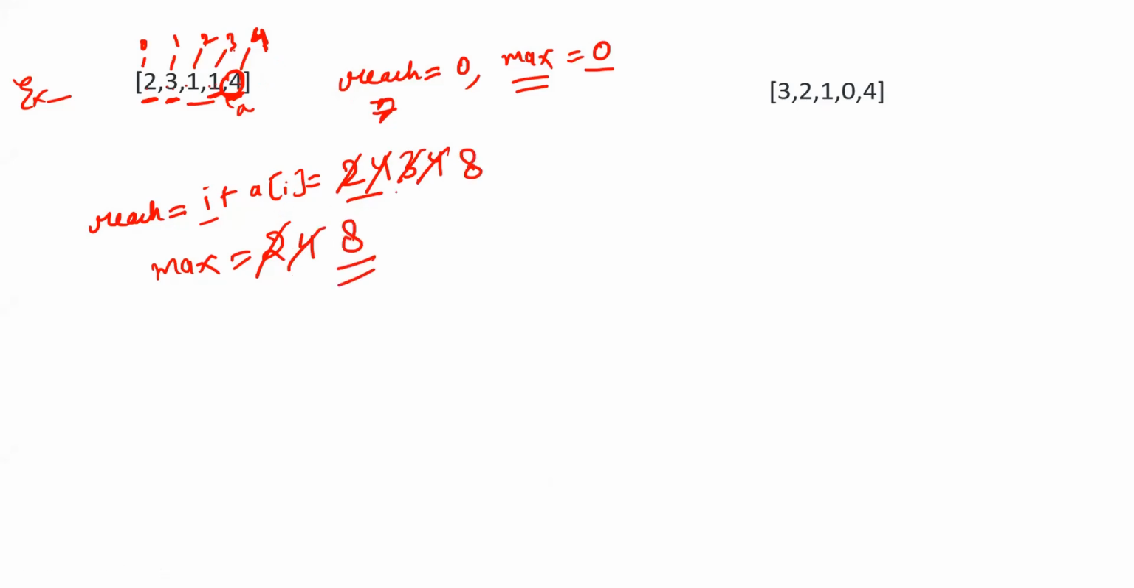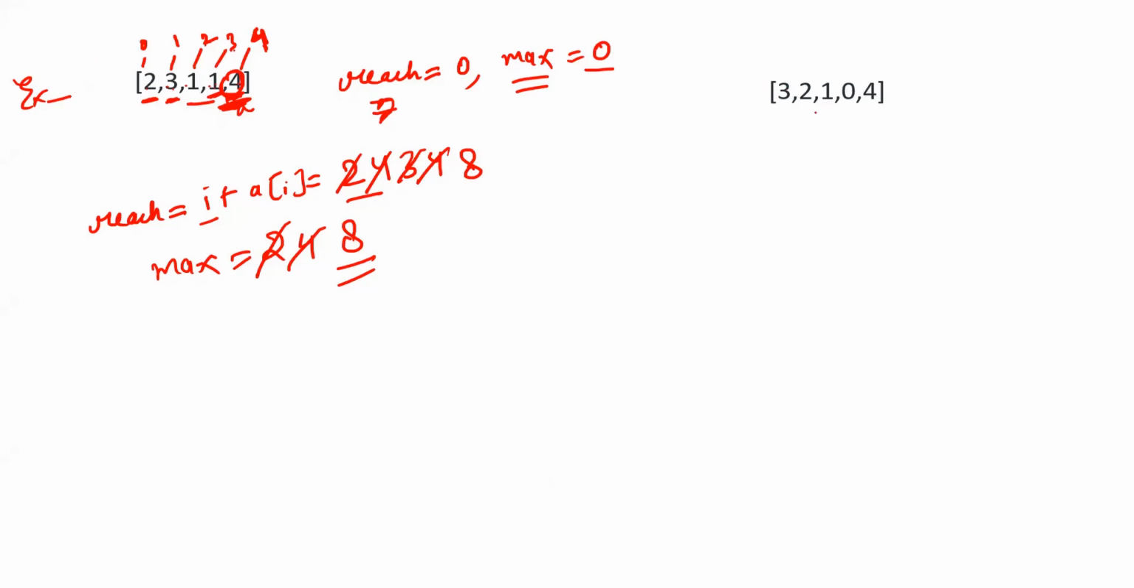Okay, so you can see what has happened. We have reached the end index. So simply we can return true, because now you are at the end index. We have traversed the complete path, and nowhere did it happen that we are not able to reach the end of the index. So hence we can return true.